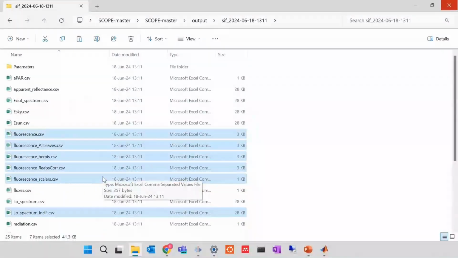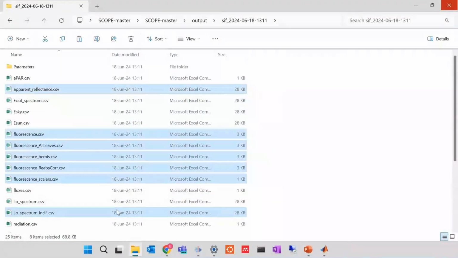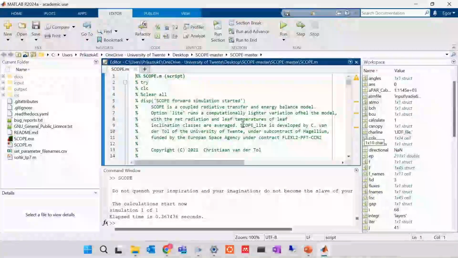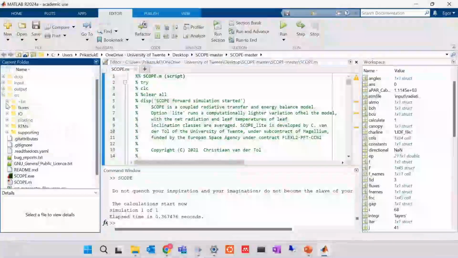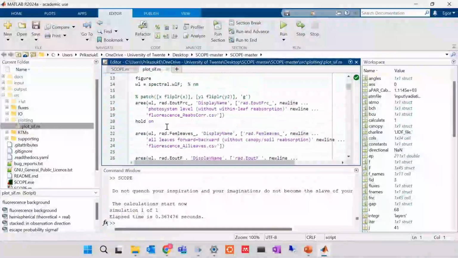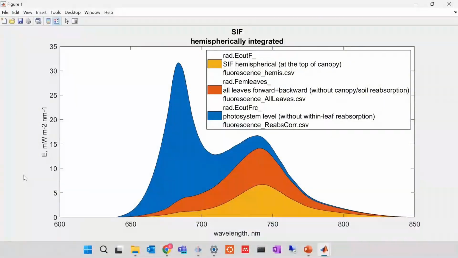We output all chlorophyll fluorescence-related parameters in CSV files, but I'm going to use the variables that stay in the workspace, because they are the same in this case, to plot and explain to you step by step what the different outputs mean. So first of all, it is very important to differentiate between fluorescence at different levels.